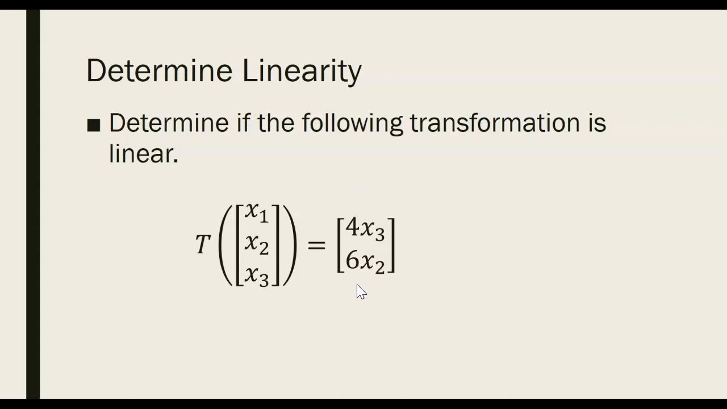But how would I show that this transformation is linear? Well, what I would have to do is show that the two properties of linearity work. So I'd show that it preserves addition, and I would show that this transformation also preserves scalar multiplication. So I'm going to go ahead and do that. All right, so let's go ahead and do that like I said.